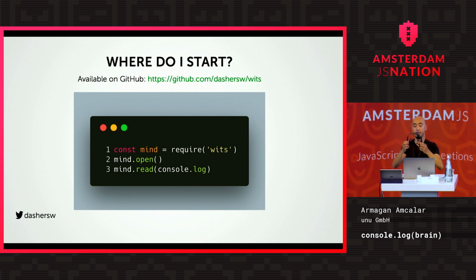If you have this headset, it really hurts, by the way. It's like drilling in your head to get the signals out of it. If you have this headset, you can install wits, and the code reads very nicely. It's like const mind = require wits. Then you do mind.open, open your mind, and then you do mind.read, read your mind to the console, and it just basically logs some numbers to the console. It's not as fancy. You just get a lot of numbers, and then the rest is up to you to run your machine learning algorithms to make something useful out of those numbers.